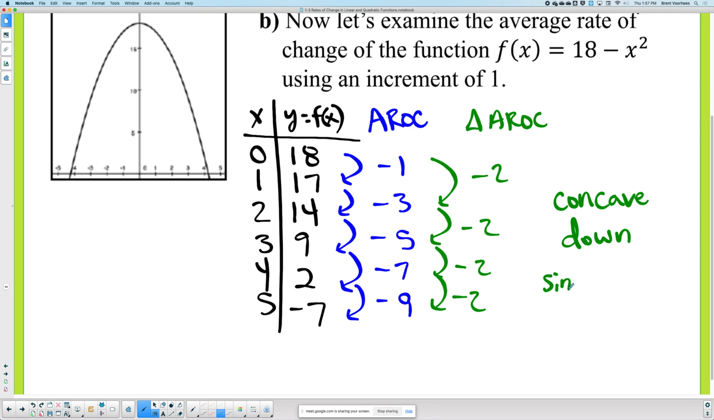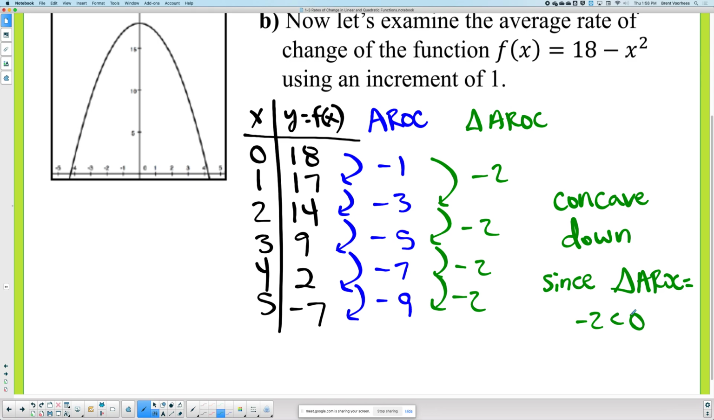And I didn't write in the "since" last time. I'll do that for your notes. Since change in AROC equals -2, which is less than 0. That's why it's concave down. Yep.